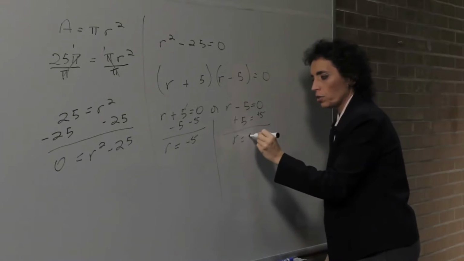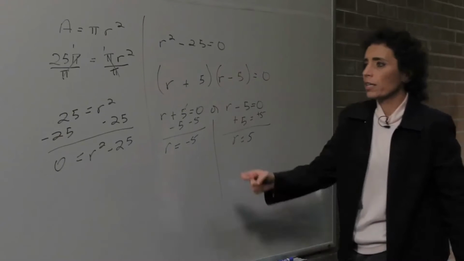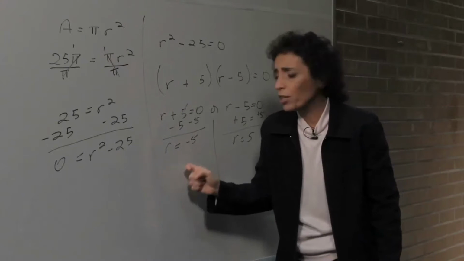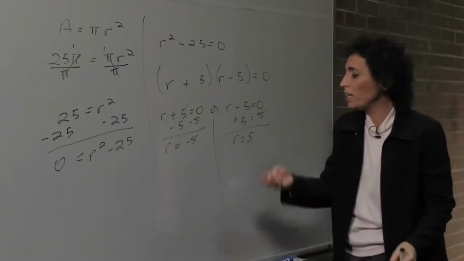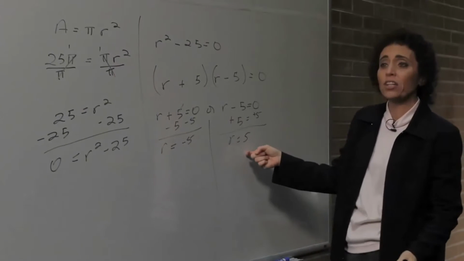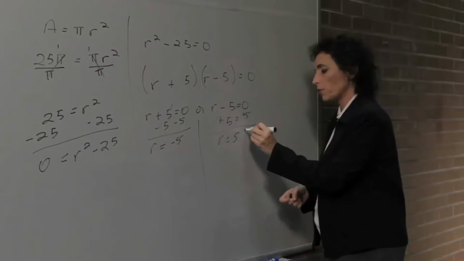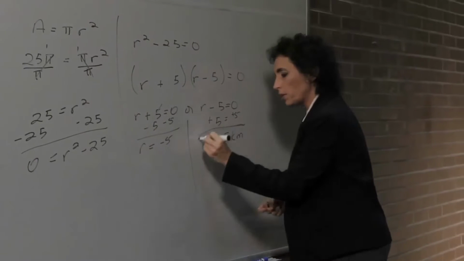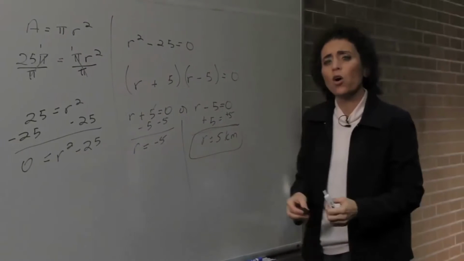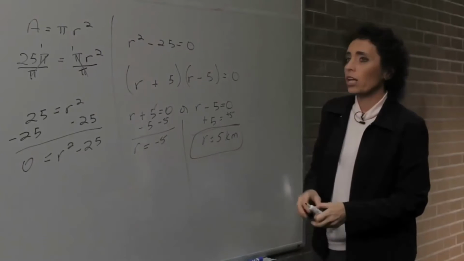R equals 5. Now, can we have negative 5? No, because it's the radius of a circle. It would mean it does not exist, but we can have a radius, obviously, of 5, and it's in kilometers. So 5 kilometers is the length of your radius. Pretty long radius. Okay, so that's the end of that problem.